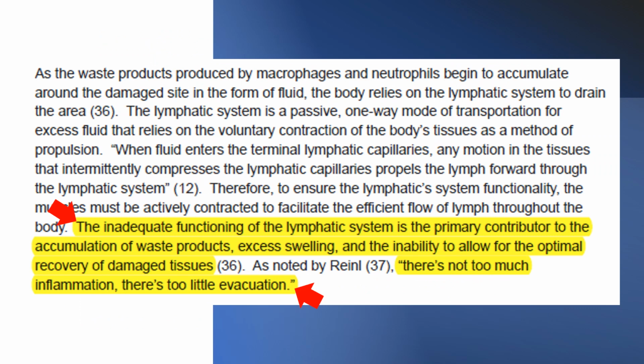Continuing from this article, the inadequate functioning of the lymphatic system is the primary contributor to the accumulation of waste products, excess swelling, and the inability to allow for the optimal recovery of damaged tissues. And one of the foremost experts on not using ice on acute injuries, Mr. Gary Reinl, says there's not too much inflammation. The problem is there's too little evacuation. So we always think of the sprained ankle and how that swelling occurs in the area of the ankle joint. And the problem is not that there's too much fluid going into the area, but rather that there's too little fluid getting out.